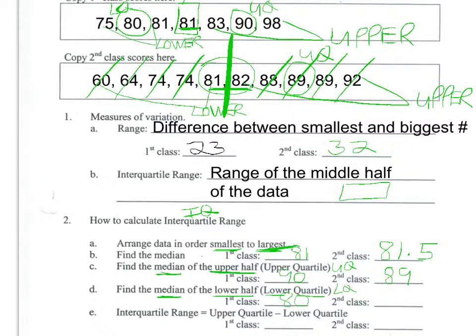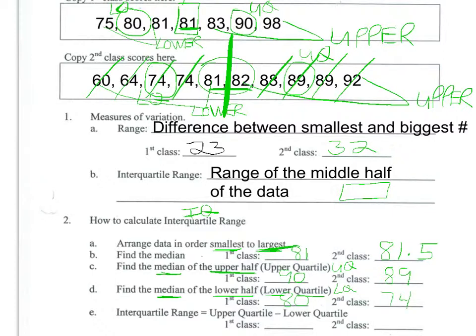Okay, if I look at the second class, I look at the lower half. Again, I have 1, 2, 3, 4, 5 numbers in the lower half. So the third number, which is this first 74, this has to be the LQ. So I'll circle this. Again, it makes sense. I have two numbers to the left of this 74, and two numbers to the right of this 74. So this is the LQ.